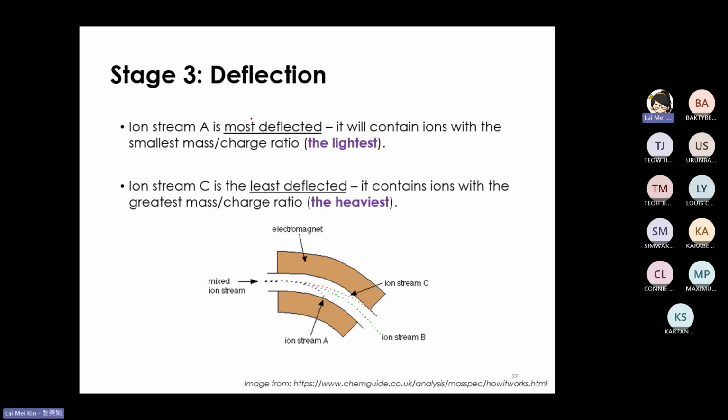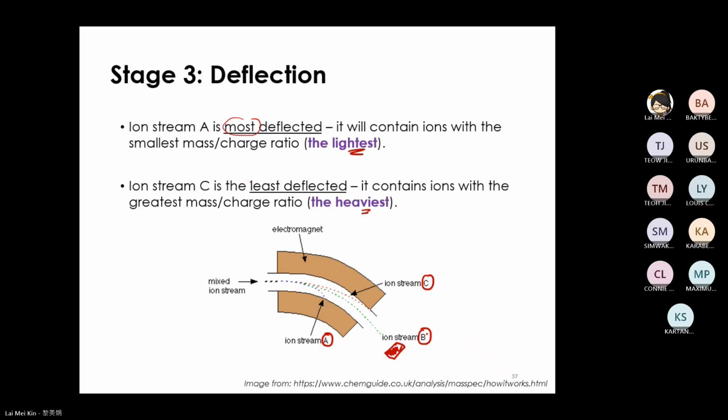Okay, so for example, when I have these streams here, I have stream A, stream C, and stream B. Stream A deflected the most, so I can say that it is the lightest. Stream C deflected the least, so I can say it's the heaviest. So which one will be detected in the detector?